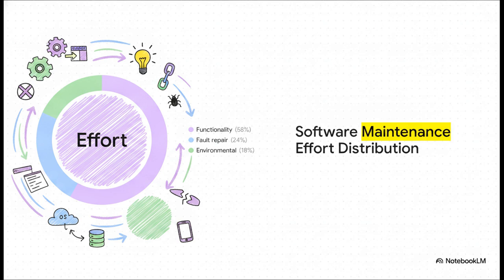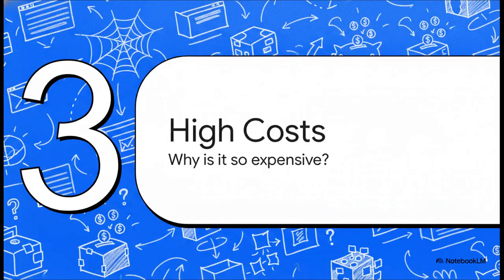Then there's environmental adaptation, taking up 19%. This is when you're updating the software to work on a new operating system, a different hardware platform, or a new database. But the massive slice of the pie, sitting at a whopping 58%, is functionality addition. Adding entirely new features to meet changing business requirements is, surprisingly, the most common and absolute most expensive type of maintenance we do. Which brings us perfectly to Section 3, the high cost of maintenance.